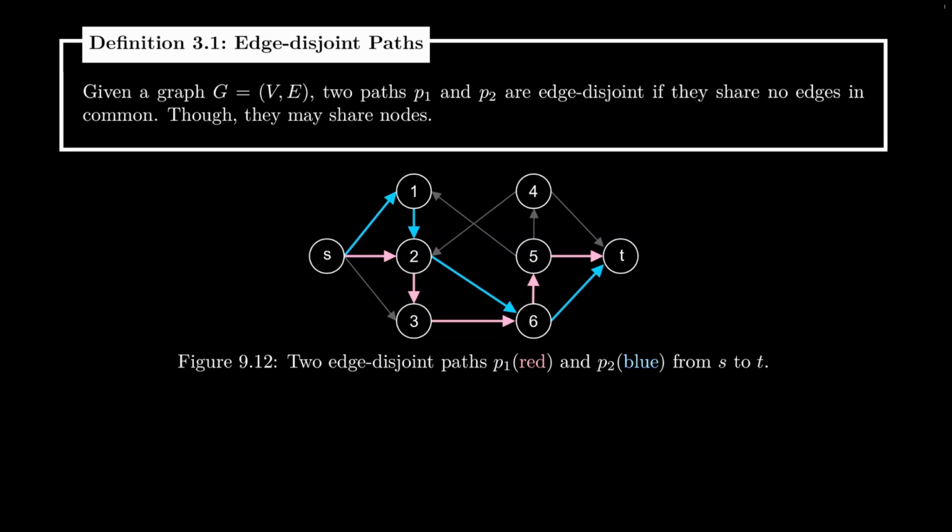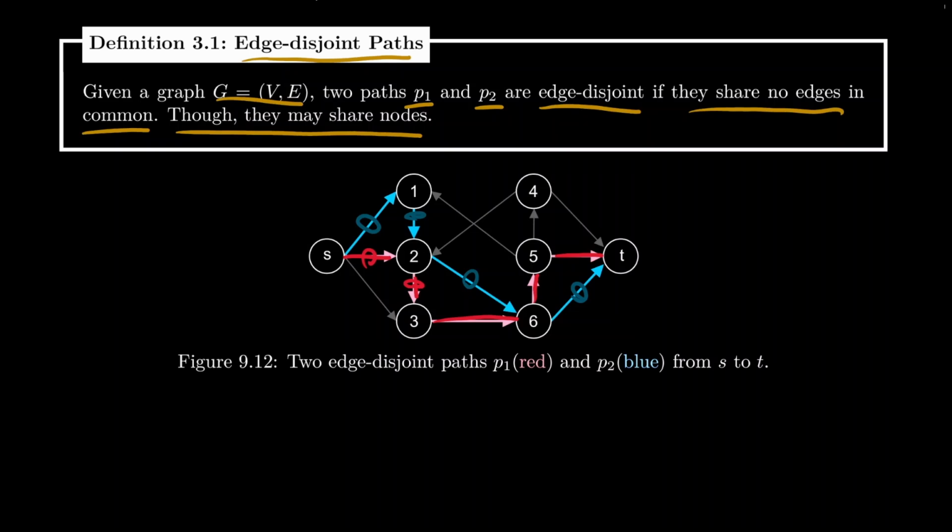Let's go over edge-disjoint paths. Given a graph G of V vertices and E edges, two paths P1 and P2 are edge-disjoint if they share no edges in common, though they may share nodes. So if we look at P1 here on the bottom, which is this red path, S to 2 to 3 to 6 to 5 to T, and then this blue path, we can see that this blue path and this red path have unique edges that they take on their path to T. Right here, it has unique edges on its path to T, so they are edge-disjoint.